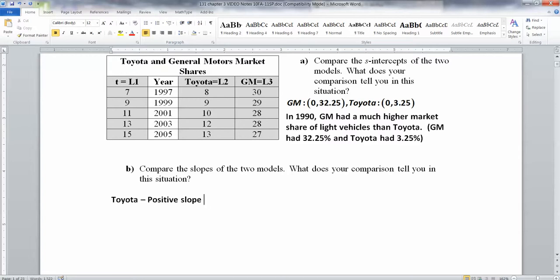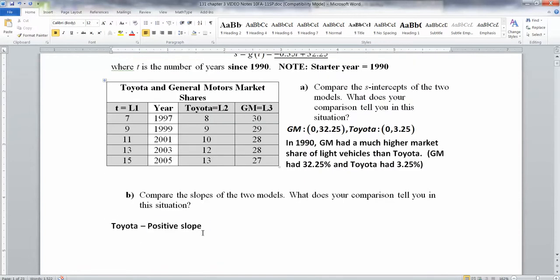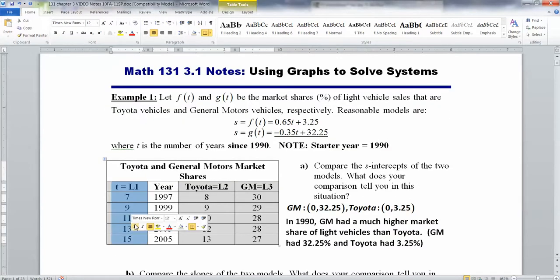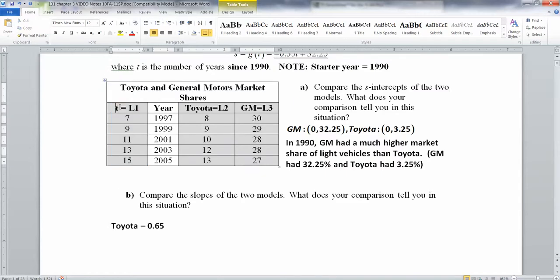Positive slope. Actually, I can say what it was. Toyota's slope was 0.65. All right. Now, what is that going to mean? It's 0.65 market share per year, right? Because our y variable is market share and our x variable is years. You can tell, by the way, x and y from the table. There's your x, your t, and there's your y, market share, right? So it'd be that much percent per year, right? Or market share per year.